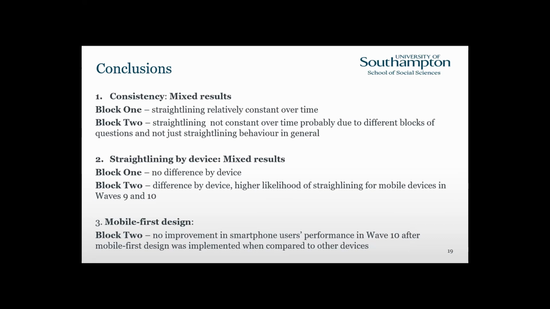When we addressed our aim two, we looked at straight lining by device. Again, mixed results. For block one, we didn't find any differences by device, but in block two, we did find differences. And what was interesting, we found high likelihood of straight lining for smartphones in waves 9 and 10. Again, this is quite an important finding, and we need to do more work to actually investigate why we still observe this, especially in wave 10.